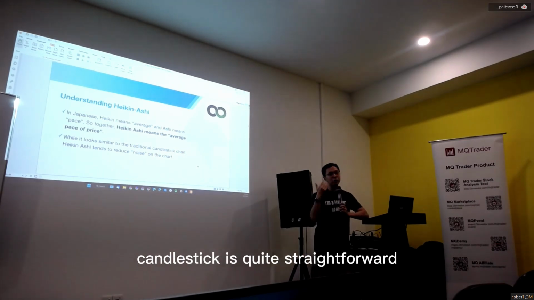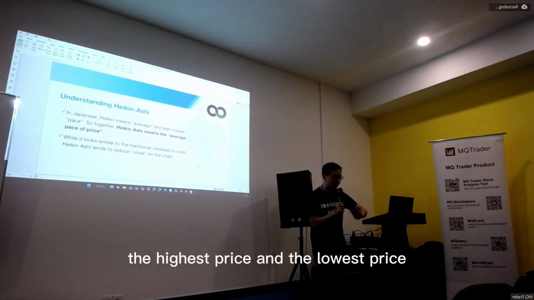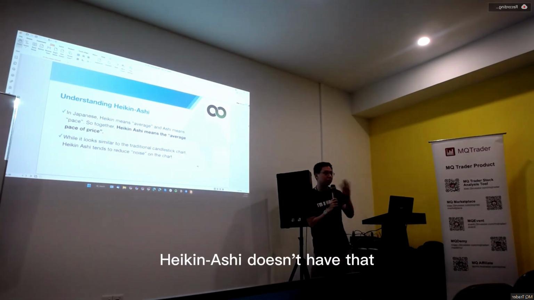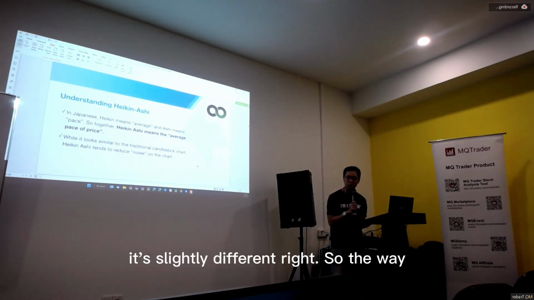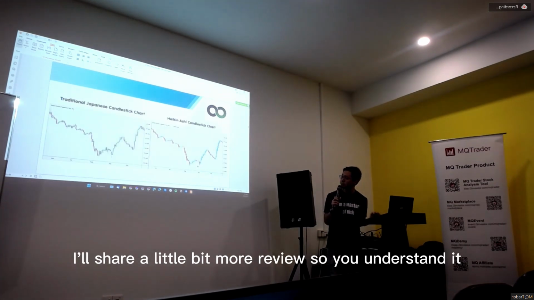I mean, candlestick is quite straightforward. What the data shows us is the opening price, the closing price, the highest price, and the lowest price. Right? Heikin-Ashi doesn't have that. It's slightly different, right? So in the next few slides, I'll share a little bit more with you so you understand it.